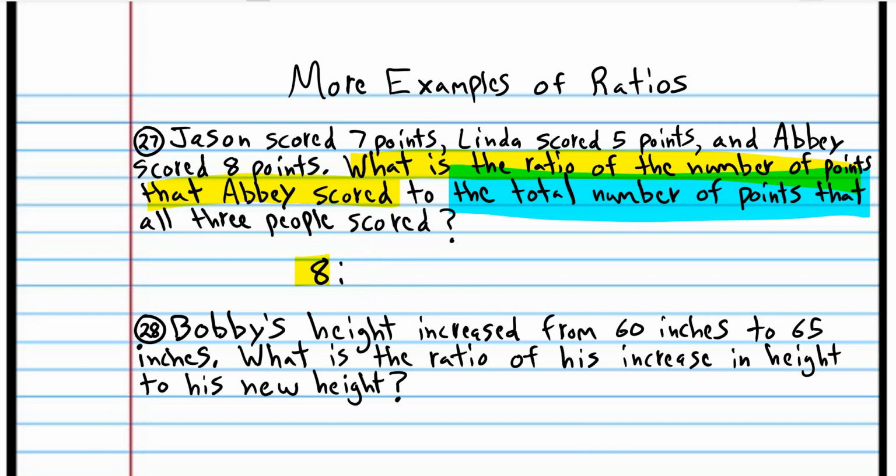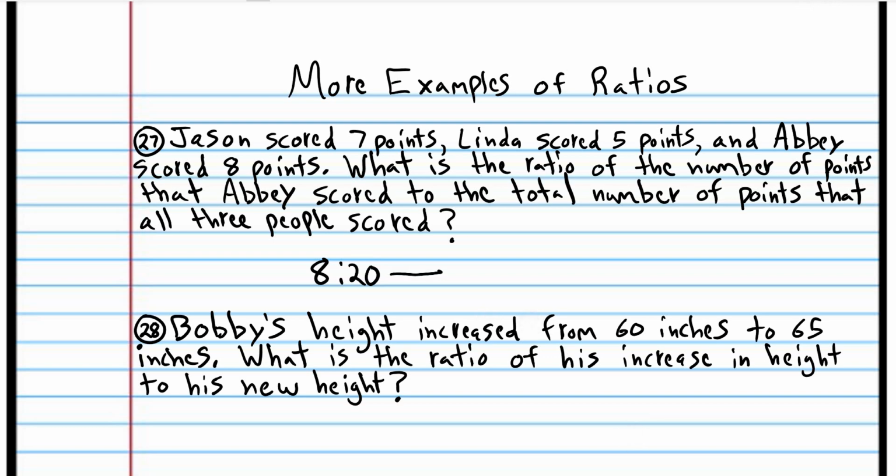So 8 to 20. But that ratio is not in lowest terms. So we have to divide both numbers by 4. And we get 2 to 5.